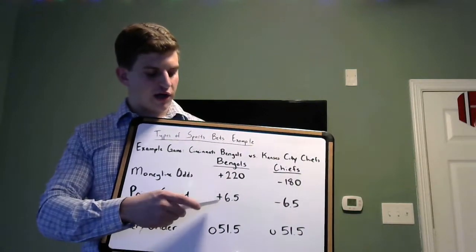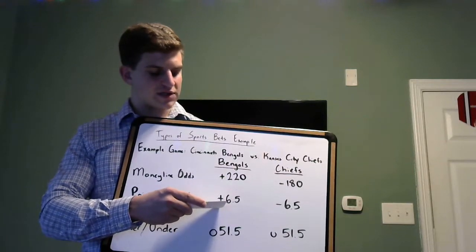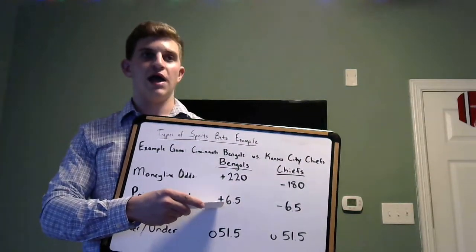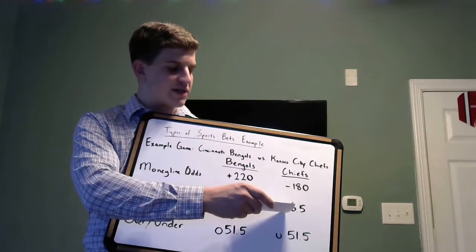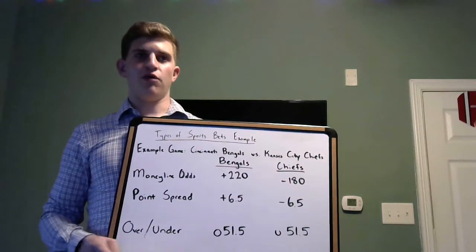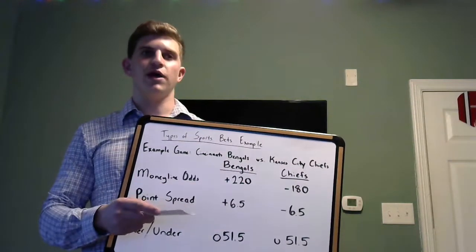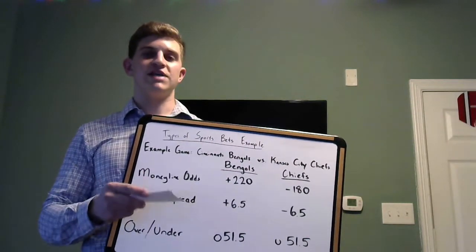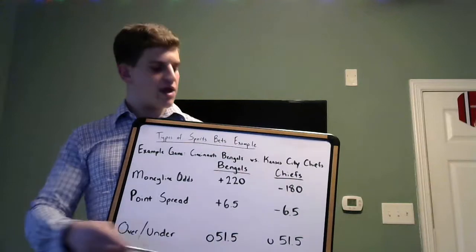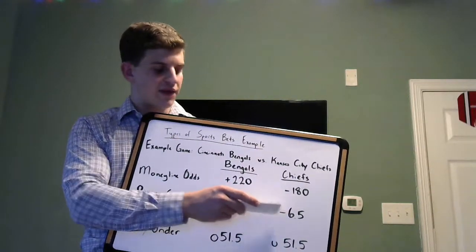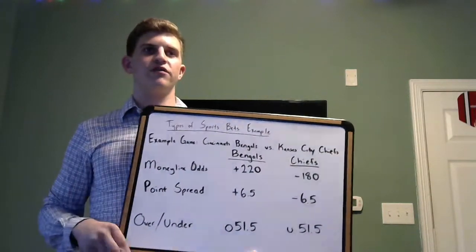Now, for the underdog, it will be plus 6.5, or plus the point spread, and for the favorite, it will be minus 6.5. Now, what this means, if you bet the Bengals, is you are betting that they will win or they will lose by 7 points or less. If you bet the Chiefs, you are betting that they will win by more than 7 points.